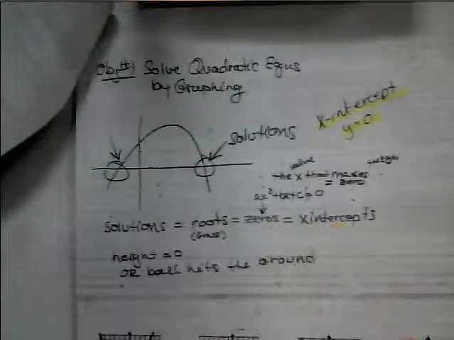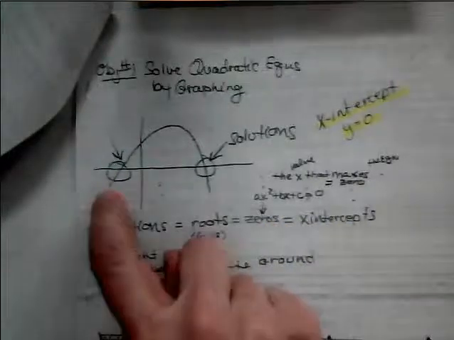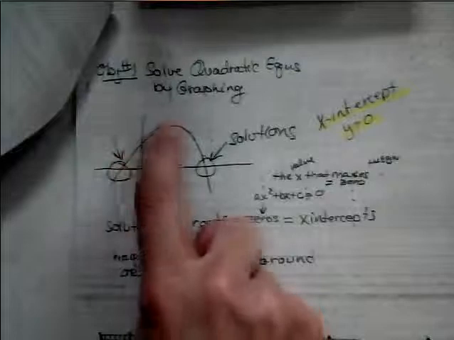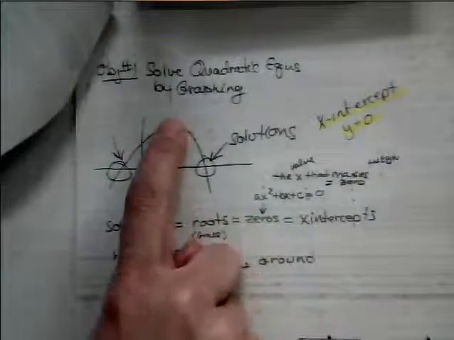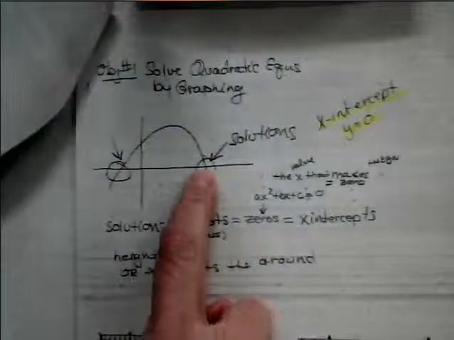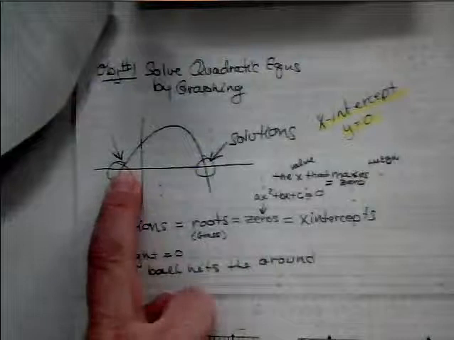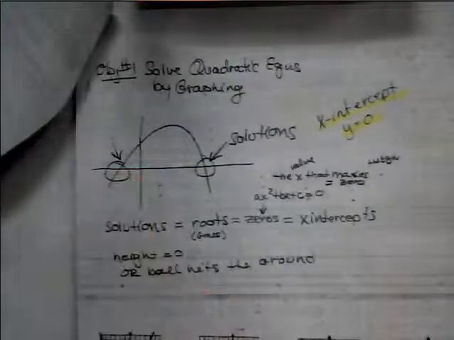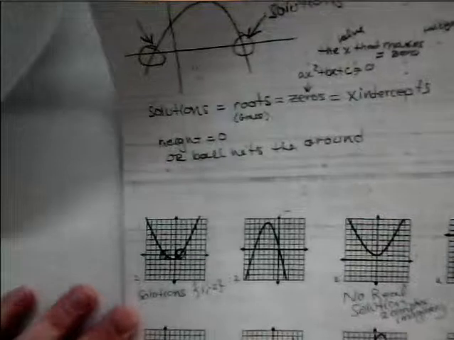So if we think about maybe this is a ball, and the ball reaches its maximum height at your vertex, and then where it hits the ground is where you find your solutions. So let's take a look at a couple of these examples. Let's take a look at number 1 down here.